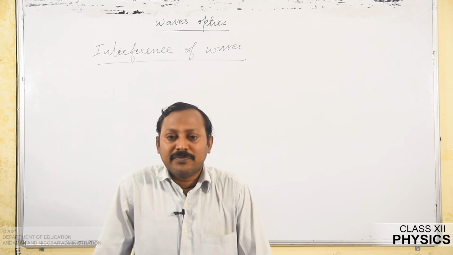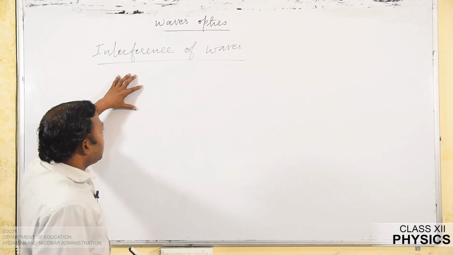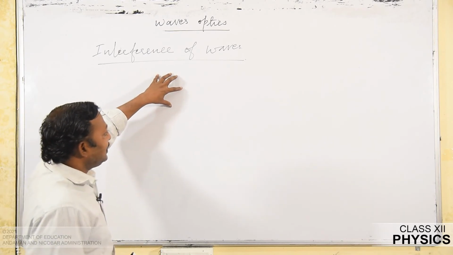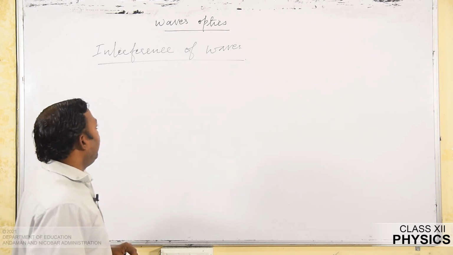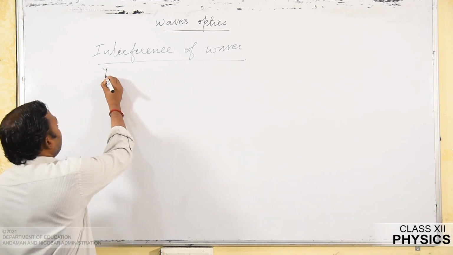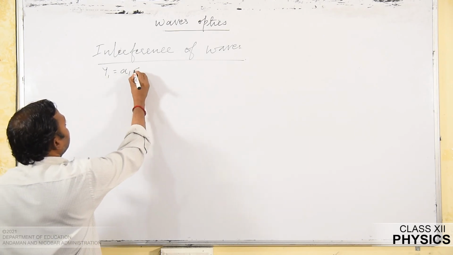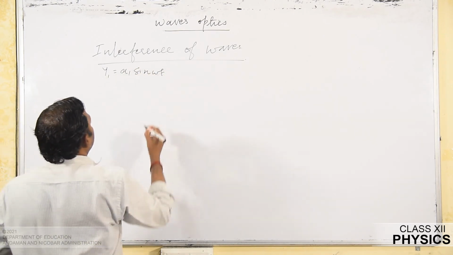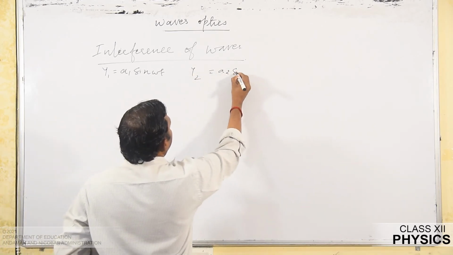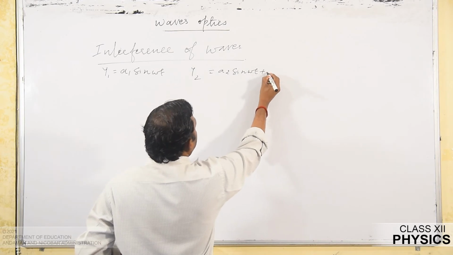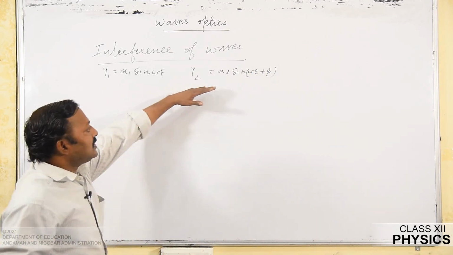The name interference of waves states that it is the phenomenon which represents that the final energy is due to the redistribution of energy of the individual waves. Suppose that if we take the displacement equation for the first wave as y1 is equal to a1 sin omega t, and y2 for the second wave is equal to a2 sin(omega t plus phi), where phi is the phase difference between the first wave as well as the second wave.